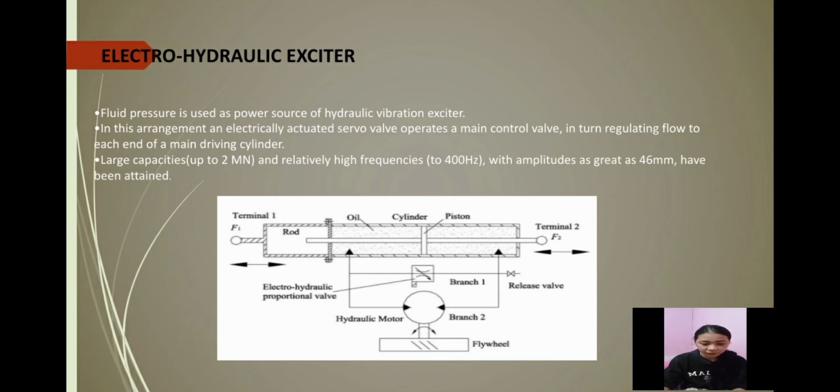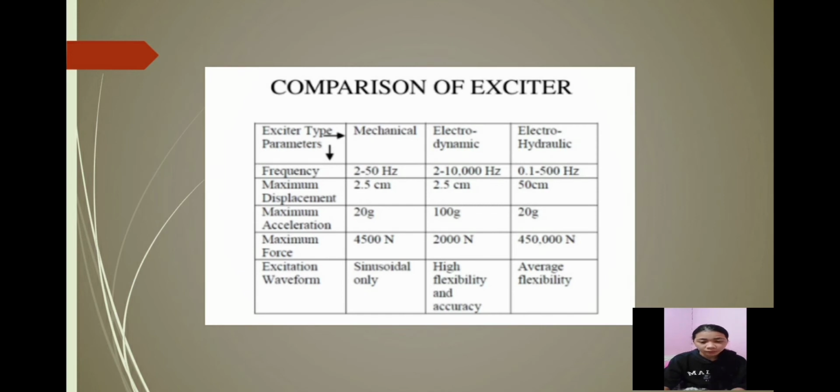In this arrangement, an electrically actuated servo valve operates a main control valve, in turn regulating flow to each end of a main driving cylinder. Large capacity, up to 2 meganewton, and relatively high frequency, up to 400 Hz, with amplitude as great as 46 mm has been attained.